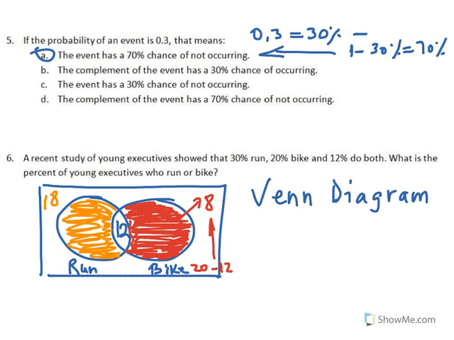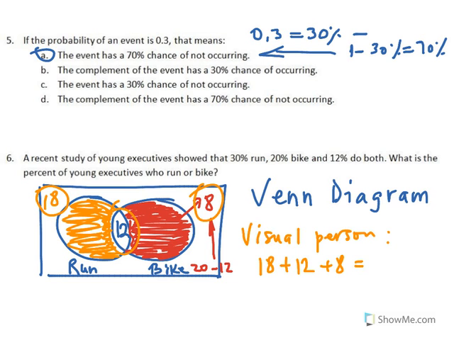Okay, so that's good. In this case, a visual person would do this. To find out the percentage of young executives who run or bike, they would do 18 plus 12 plus 8, right? So that would be 38%. Okay, so 38% is the percentage of young executives who run or bike.